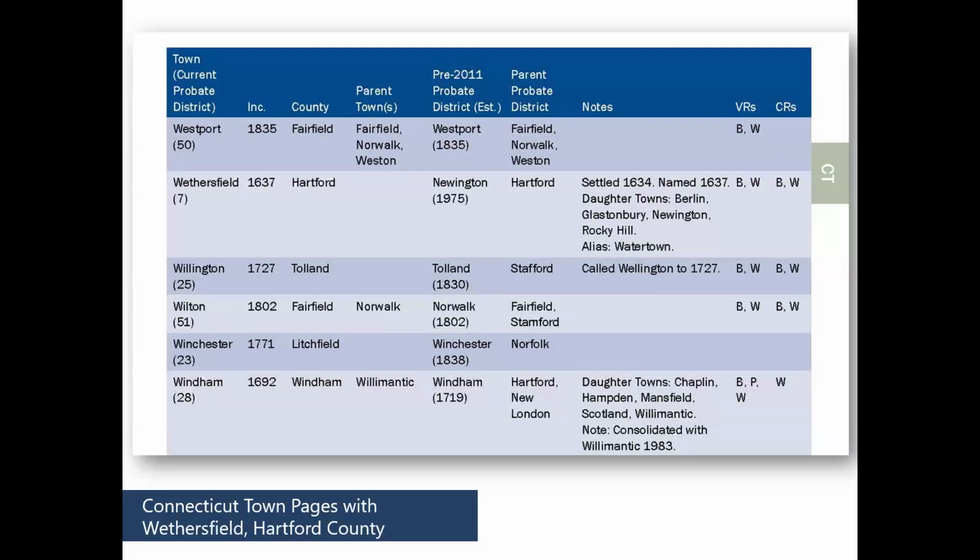However, you'll find that we included a pre-2011 probate district, in large part because it was 2011 that they condensed a bunch of their probate districts. So understanding when certain probate districts were created, you can then look for them and do the homework. In this case, 1975, it was Newington. You would then look in the town of Newington and find out when that probate district was created. You could work your way backwards.